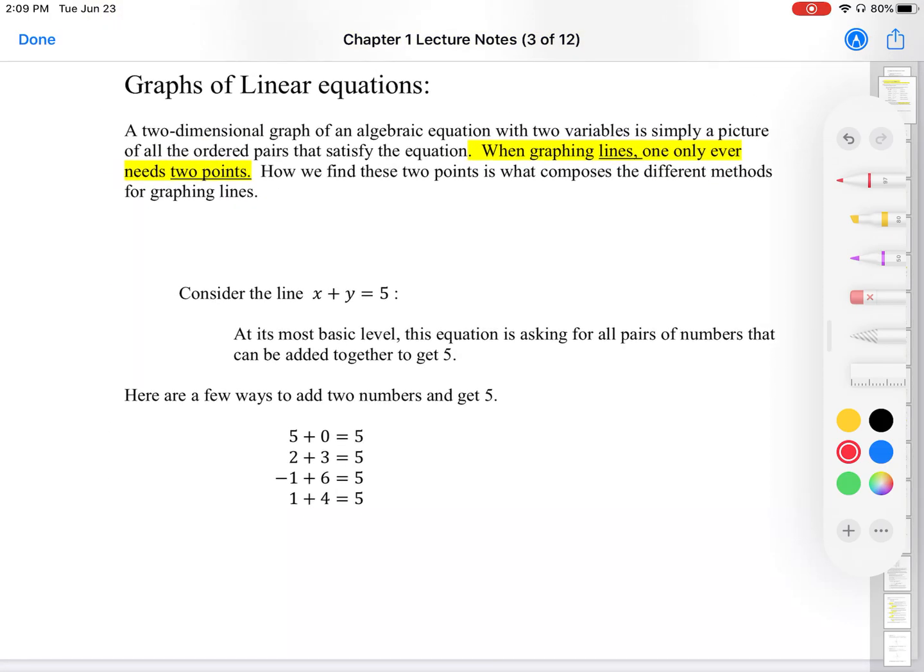Graphs of linear equations. Just as the name might suggest, linear equations graph lines. But there are many different characteristics that we will explore. We just have to build them up. Moving forward, a two-dimensional graph of an algebraic equation with two variables is simply a picture of all the ordered pairs that satisfy the equation. When graphing lines, one only ever needs 2 points. How we find these points is what composes the different methods of graphing lines.